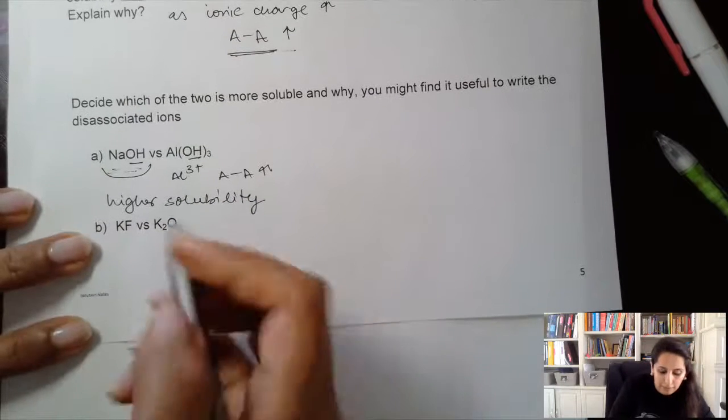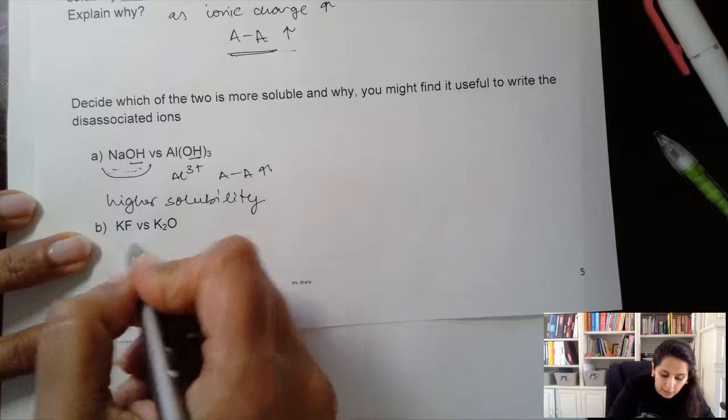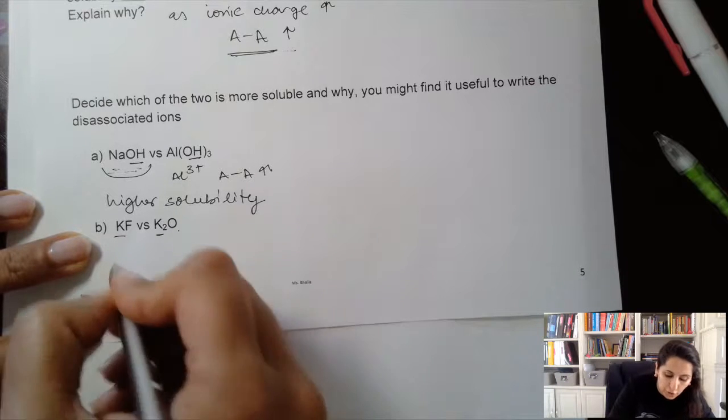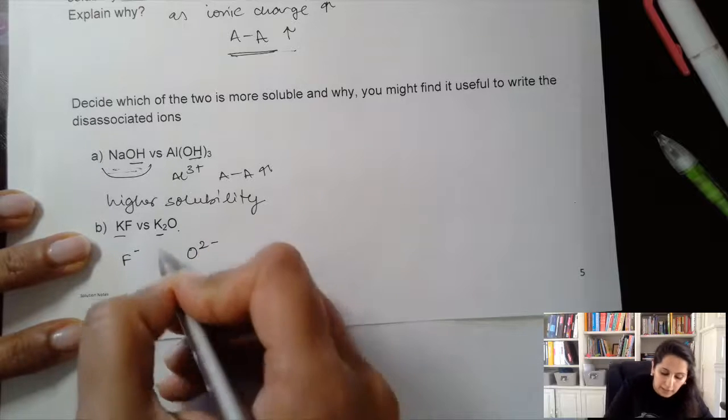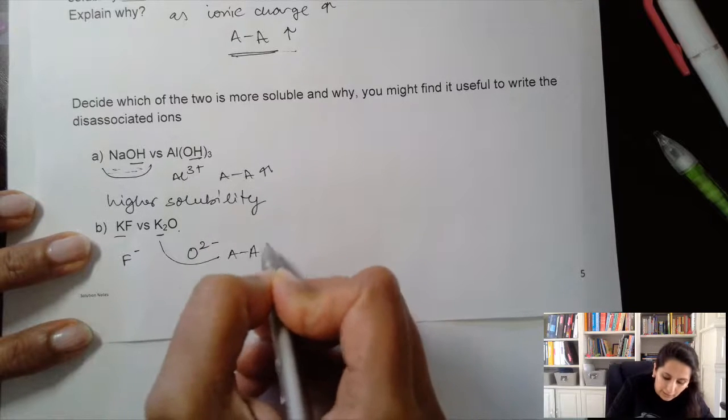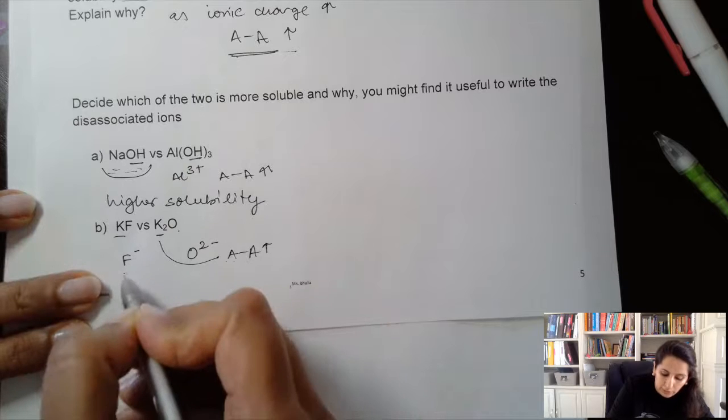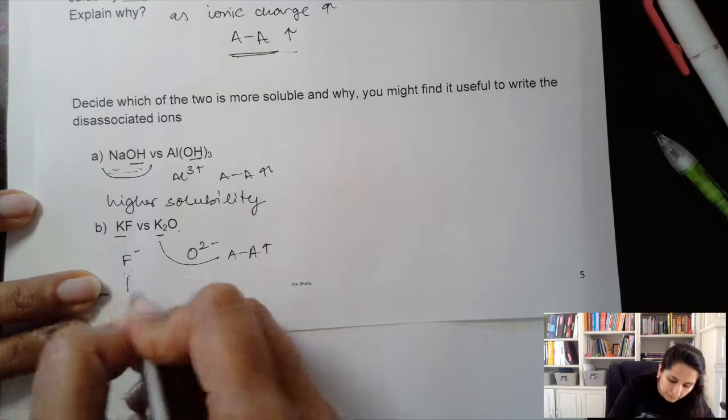Similarly, between potassium fluoride and potassium oxide, so these two are the same. You're looking at the charge here. So the fluoride is 1 negative, oxide is 2 negative. Again, the AA interactions would be higher here and lower here. This would have more solubility.